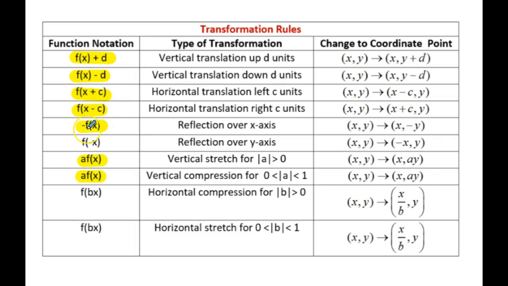The next transformation is going to be a reflection across the x-axis. So think of a mirrored image. We're just mirroring that across the x-axis. That occurs if we have a negative out in front of our function.